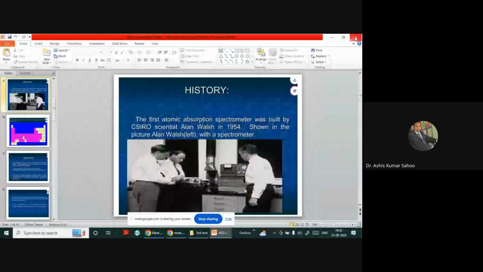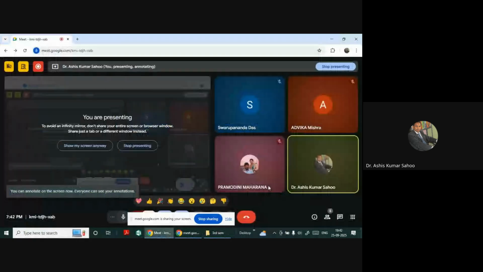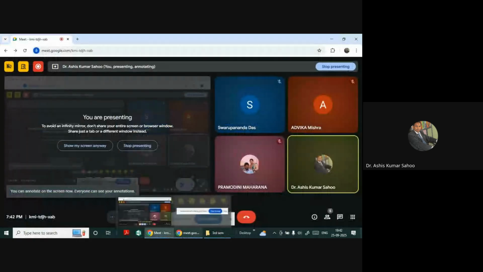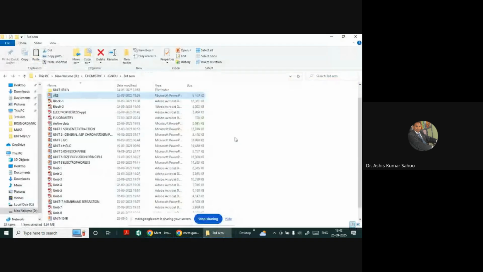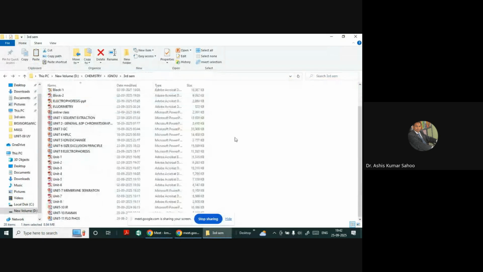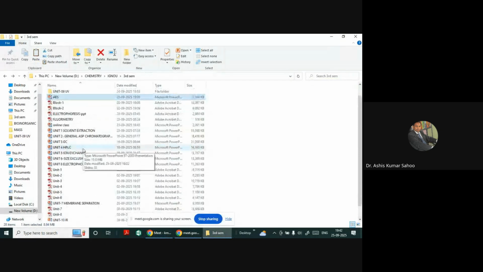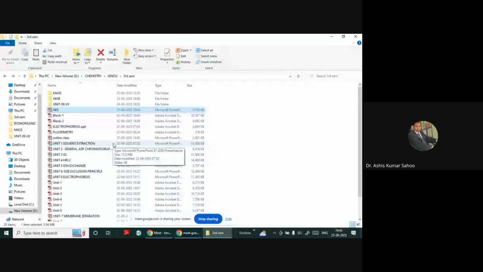This is all about it. Already we have covered all of them. One thing I'll show you: actually in your link of material, this spectroscopy is not given.